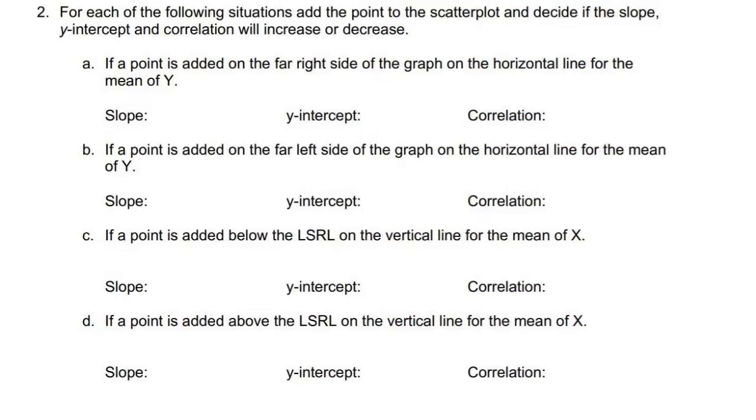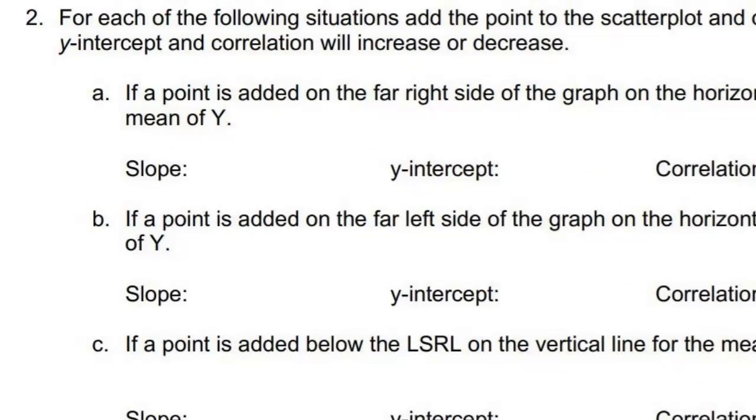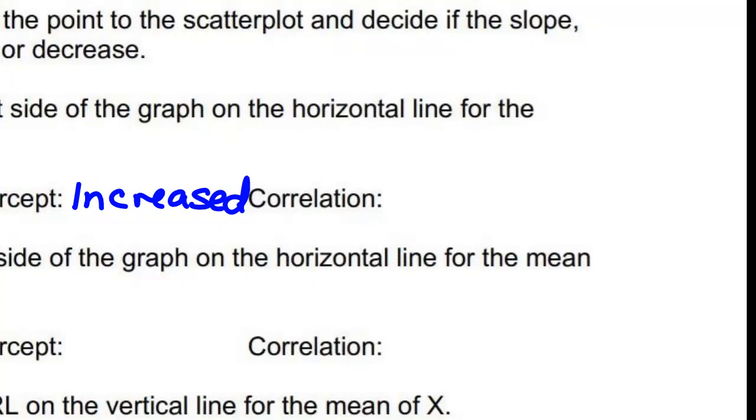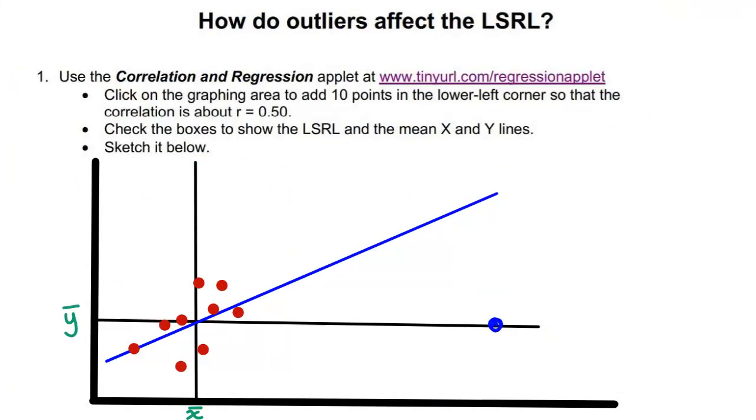All right, so when we add a point way out on the y mean line, the slope decreased, the y-intercept increased, and the correlation decreased. And that's when I added a point way out here. So that's for part A.